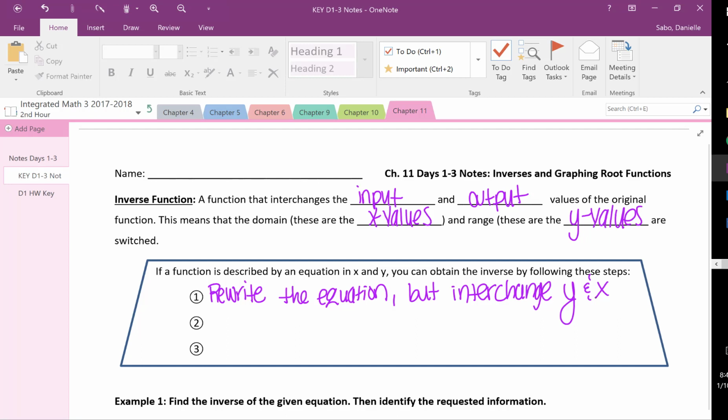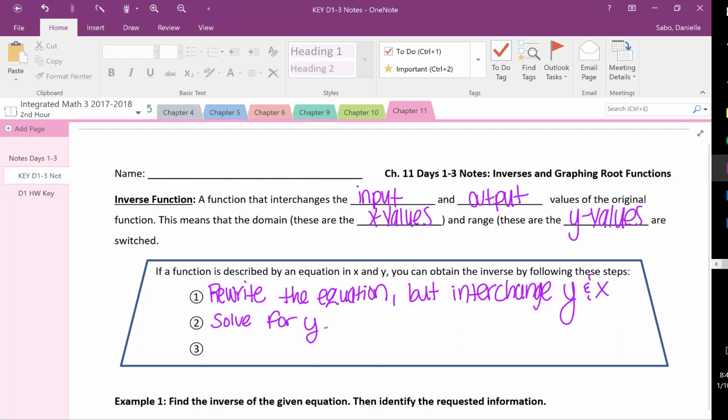Then we're going to solve for y, which some of you sometimes get a little tricked up on. You think that you need to solve for x always. But in order to find the inverse function, we need to solve for y. Then we're going to replace y with this notation.